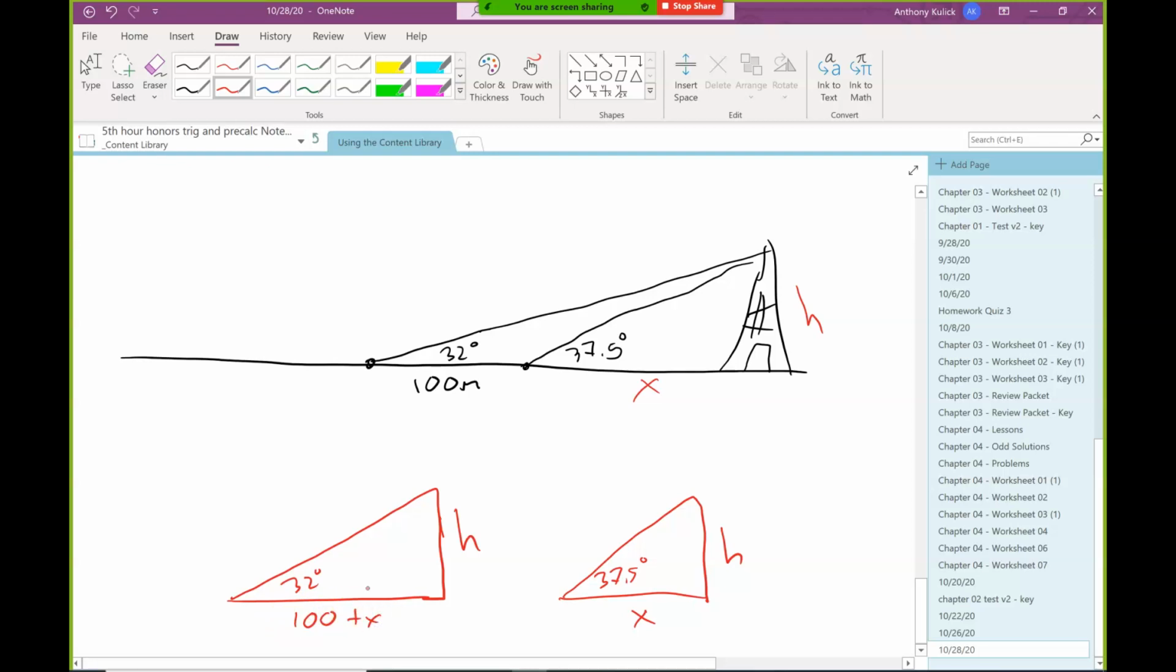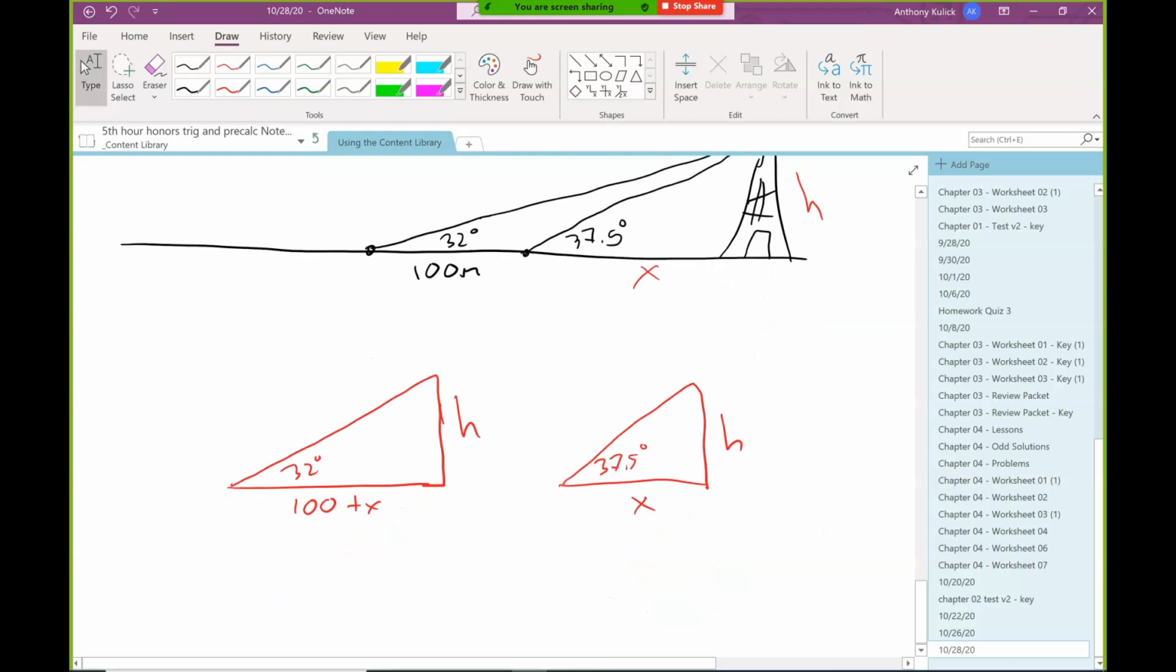Everybody agree that this is taking the situation I had above, and I just broke it apart into 2 right triangles. We all okay with that? So notice we have 2 unknowns in this situation, right? Everybody agree there? How am I going to solve a situation where I have 2 unknowns? Exactly right. I need to form a system of 2 equations.